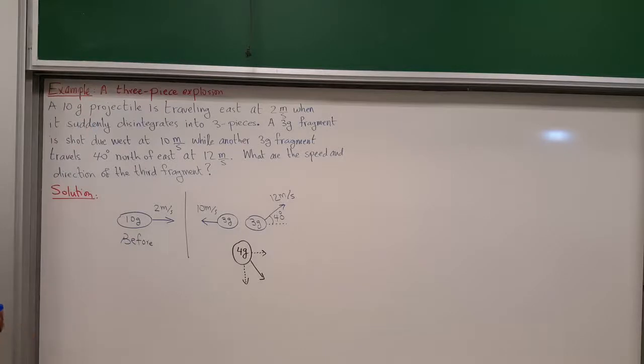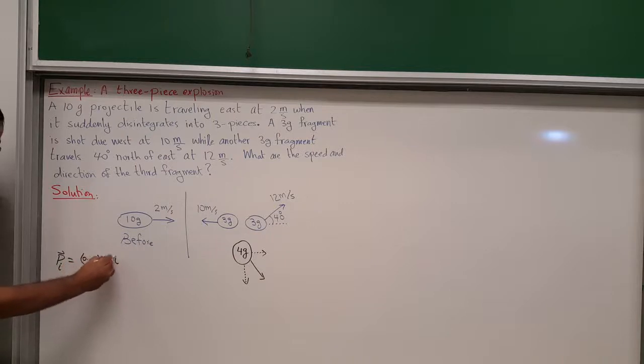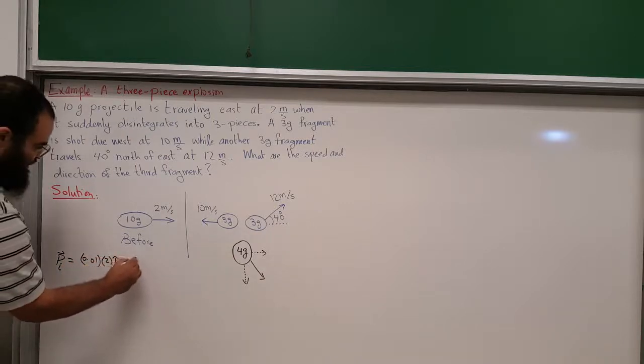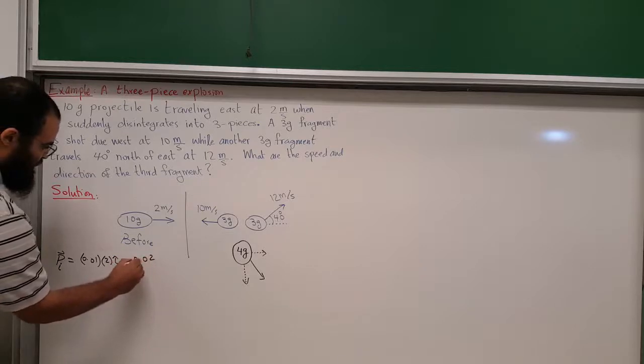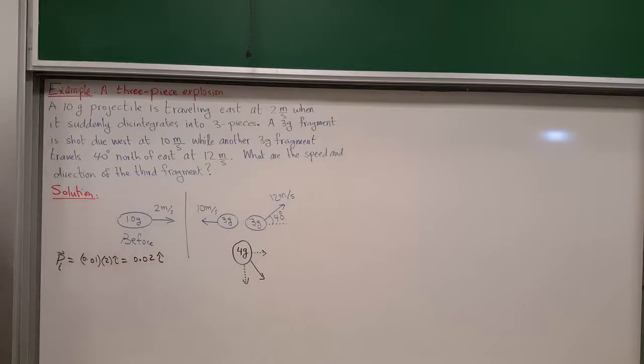Let's do it for real. So we will write that the total momentum before the explosion is only in the x direction. It's 10 grams times 2, and 10 grams is 0.01 kilograms times 2 i hat, and so that is 0.02 kilogram meters per second in the i hat direction. That's the total momentum before.